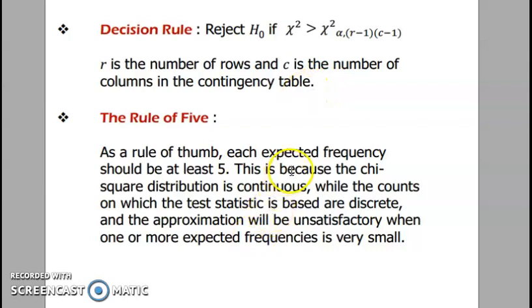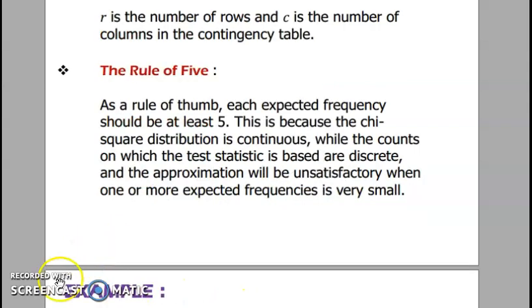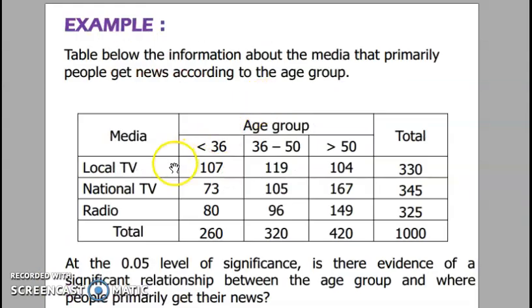As a rule of thumb, each expected frequency should be at least 5. Why? Because the counts that we use when we calculate the test statistic are discrete, but the chi-square distribution is continuous. So if the expected frequency is less than 5, then the approximation by the continuous distribution is unsatisfactory. So we are using this example to set up the contingency table.